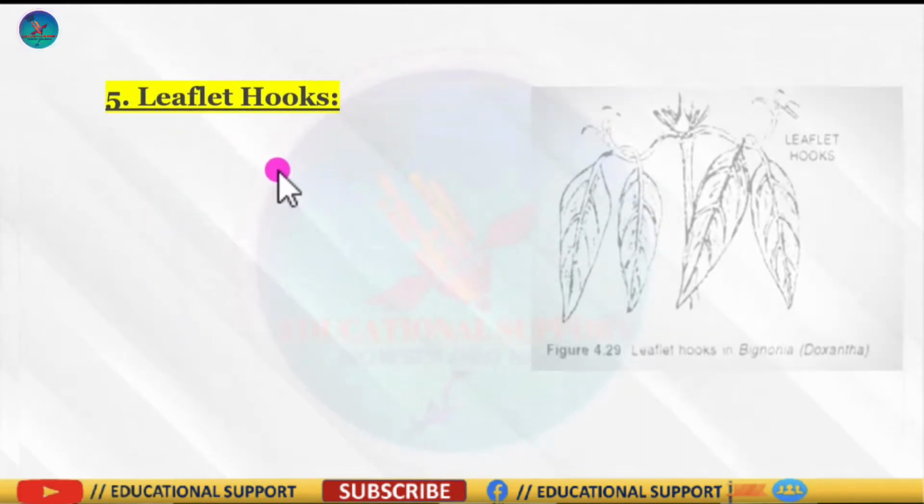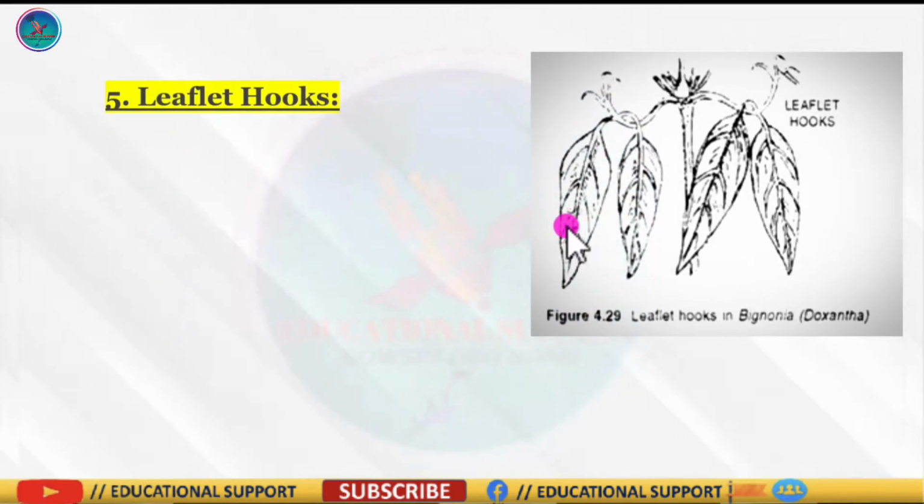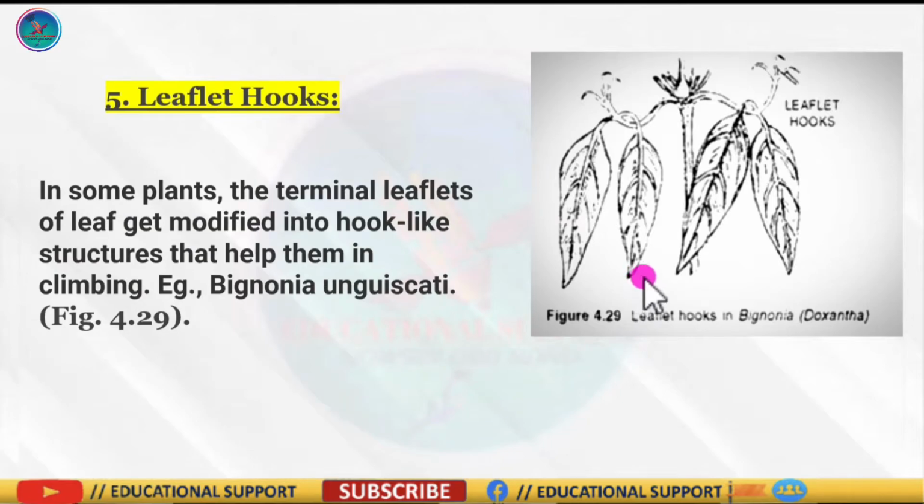Number 5 is leaflet hooks. In Bignonia, the 3 terminal leaflets of the leaf get modified into claw-like hooks which help in climbing. For example, figure number 4.29.